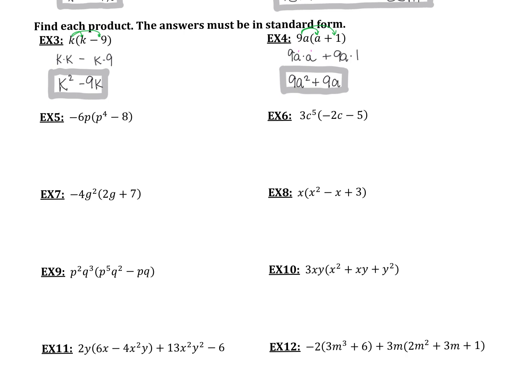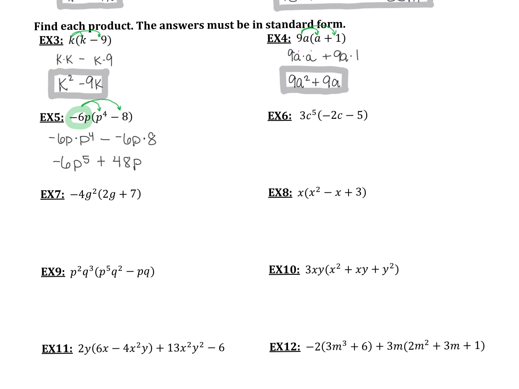Okay, we just need to be careful of what I'm distributing. We are distributing this whole term, so this negative 6p needs to go into both terms. Why is that important? Because I've got negative 6p times p to the 4th minus, because the original problem had a minus in it, but I'm minusing a negative 6p times 8. So multiplying all of these, we would get negative 6p to the 5th plus 48p. How do we do?